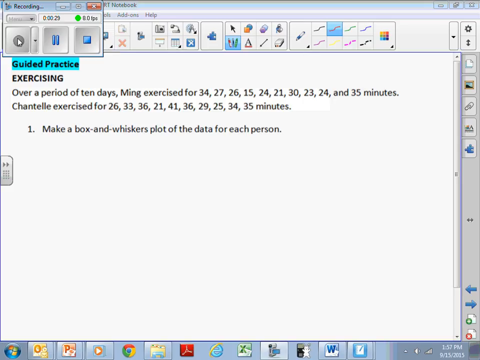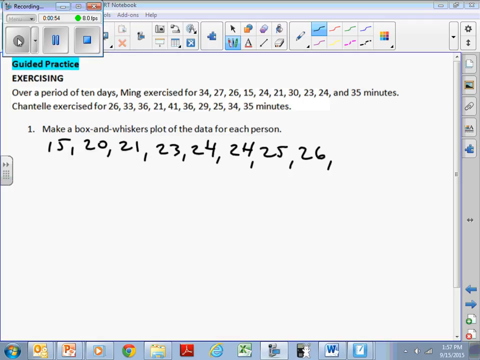Hey, someone look at those top numbers. Tell me, are they in order from least to greatest? Dang it. All right, so here it comes. Someone tell me what the smallest number is. 15. Got it. Next. 20. 21. 23. 24. 25. 26. 27. 30. And then 34.